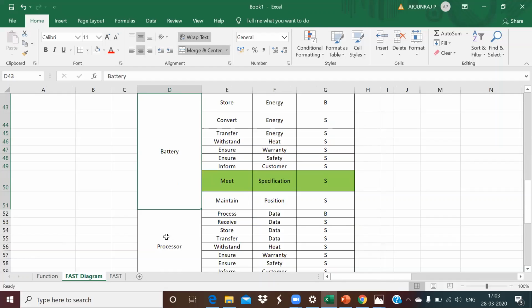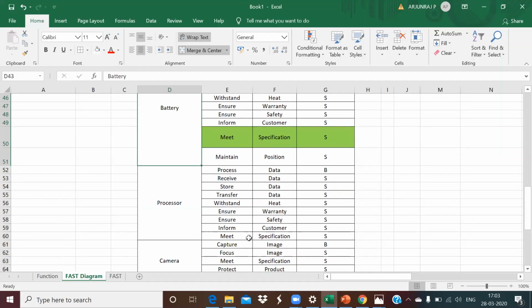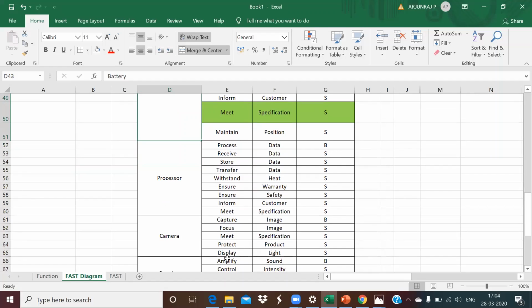On the other hand, we have a processor which consists of RAM and the memory, basically the drive, which will process data, receive data, and also store data, and it also transfers the data. So it will also withstand heat, ensure warranty, ensure safety, and meet specification. We have the camera which will capture image, focus image. It will also protect the product. It will also display light.